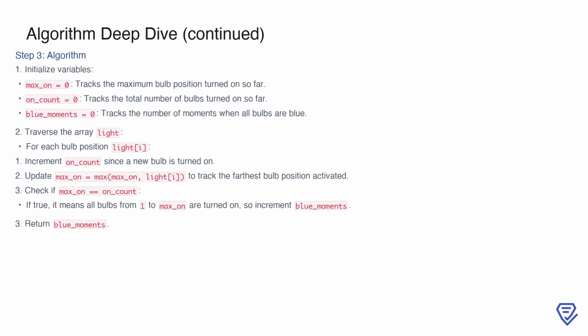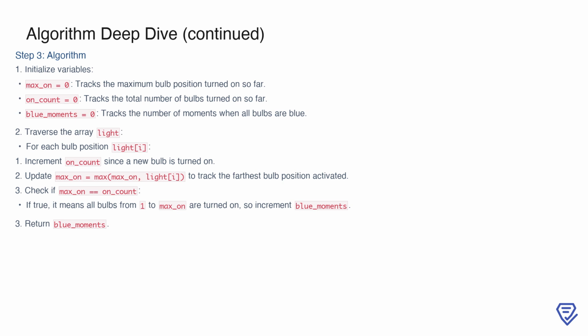Let's now outline the algorithm to solve the problem. First, we initialize three variables: max_on to keep track of the farthest bulb position that has been turned on, on_count to keep track of how many bulbs have been turned on so far, and blue_moments to count the moments when all the bulbs are blue. Then, we iterate through the light array.